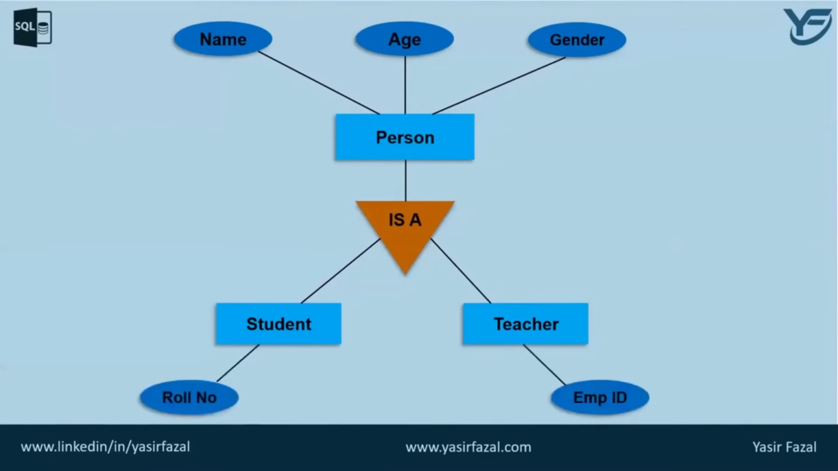For example, students have a roll number, which is unique to them. It is not required in the parent entity, which is person. The same goes for the teacher.